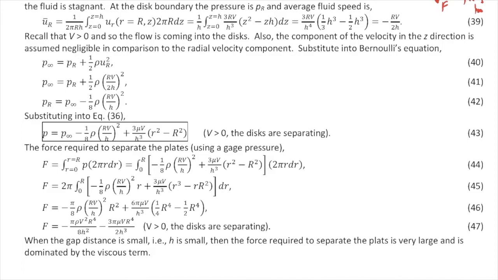Now when the gap is very small, the viscous term will dominate, because you see it goes as 1 over h cubed, and here it's 1 over h squared. So the viscous term will dominate when the gap is very small. But anyway, the point is that you have to apply a force in order to separate those plates. And the smaller h is, the larger the force is.